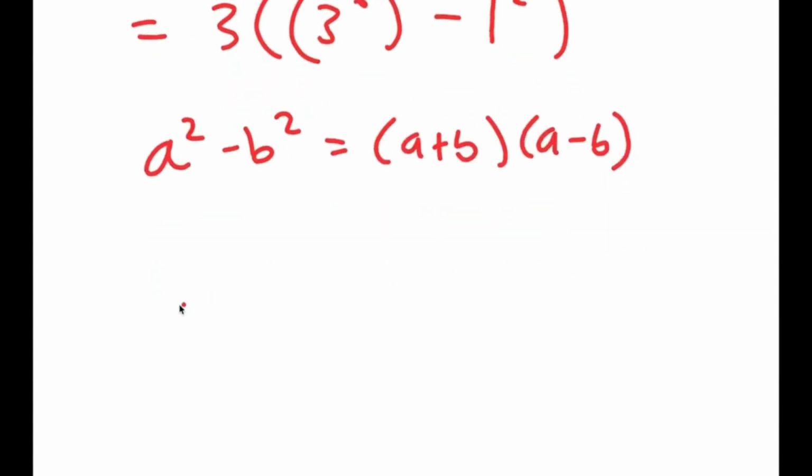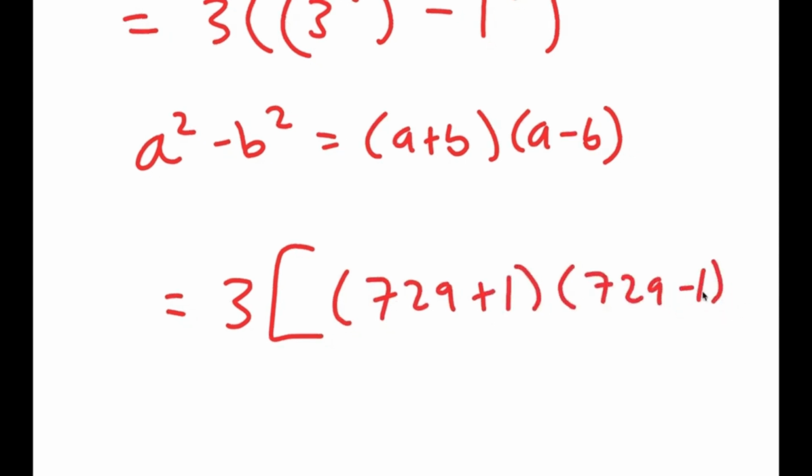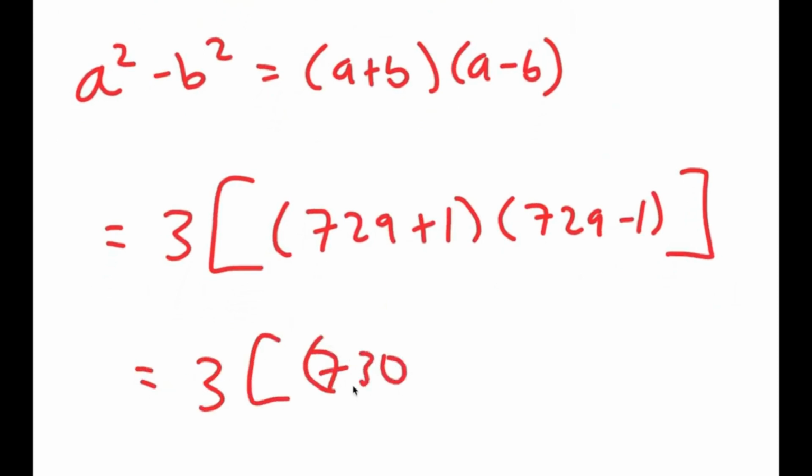times a minus b. So this turns into 3 times 729 plus 1 times 729 minus 1. This is equal to 730 times 728.